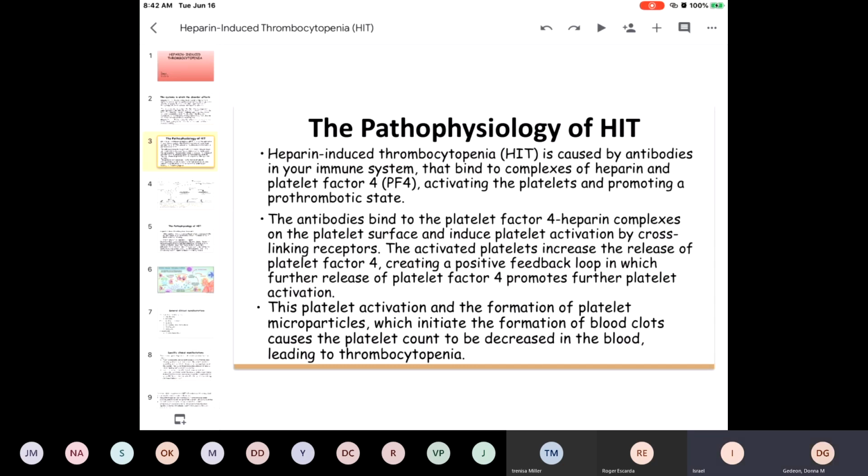The antibodies bind to the platelet factor 4 heparin complexes on the platelet surface and induce platelet activation by cross-linking receptors. The activated platelets increase the release of platelet factor 4, creating a positive feedback loop in which further release of platelet factor 4 promotes further platelet activation. This platelet activation and the formation of platelet microparticles, which initiate the formation of blood clots, cause the platelet count to decrease in the blood, leading to thrombocytopenia.